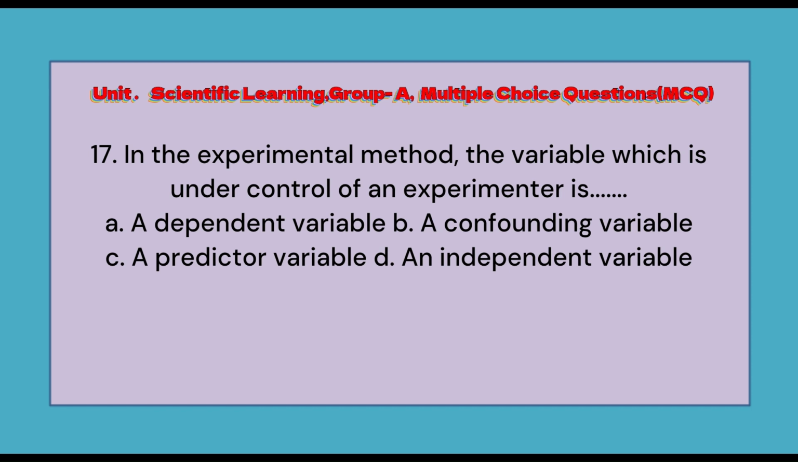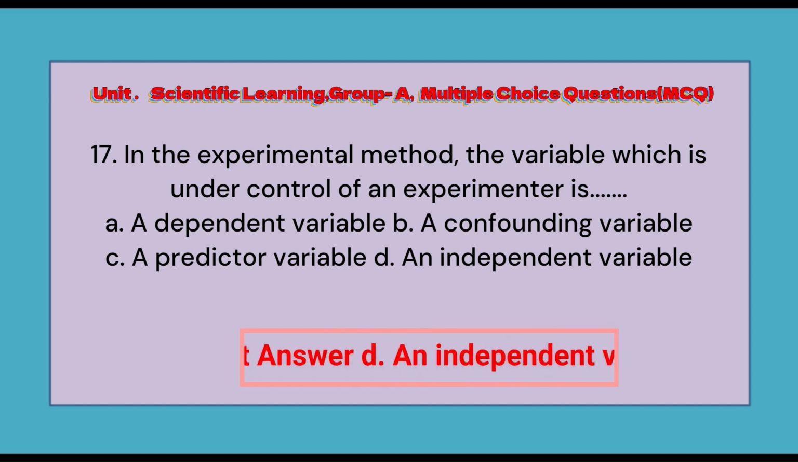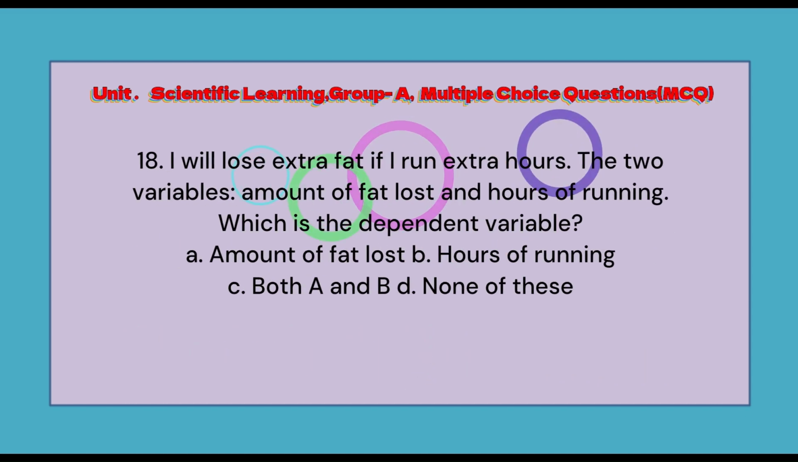17. In the experimental method, the variable which is under control of an experimenter is A. A dependent variable. B. A confounding variable. C. A predictor variable. D. An independent variable. Correct answer D. An independent variable.